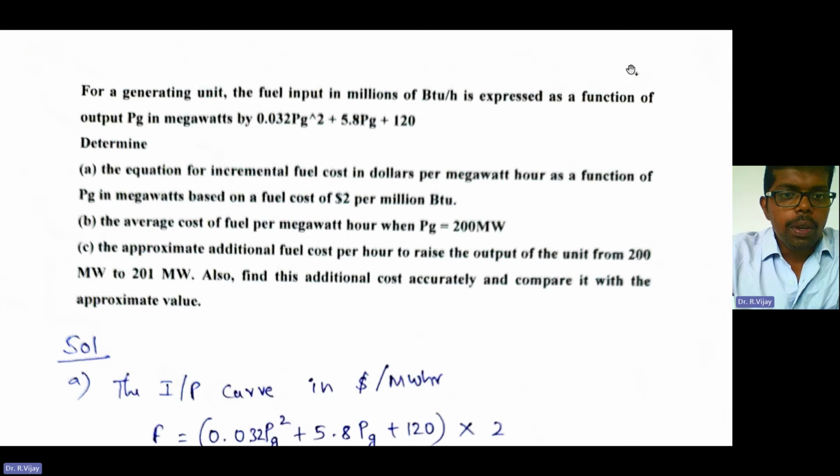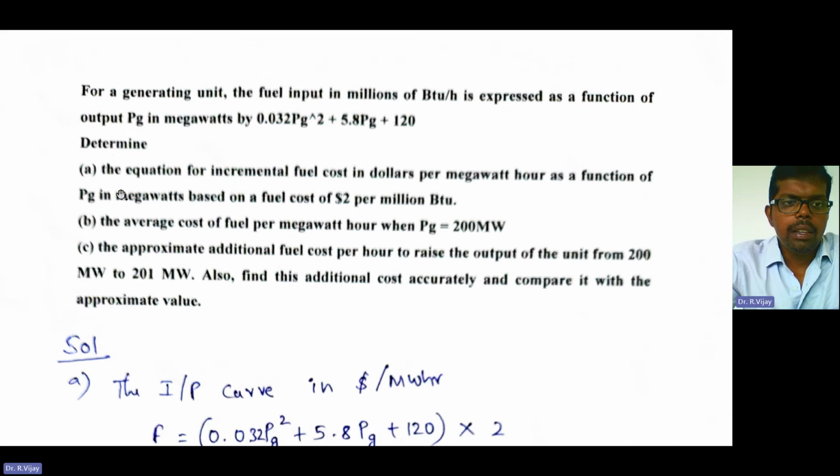Today, we are going to see a small problem on the economic load dispatch problem. For a generating unit, the fuel input in millions of BTU per hour, that is MBTU per hour, is expressed as a function of the output PG, in megawatts, by 0.032 PG square plus 5.8 PG plus 120. So this is the fuel cost function.